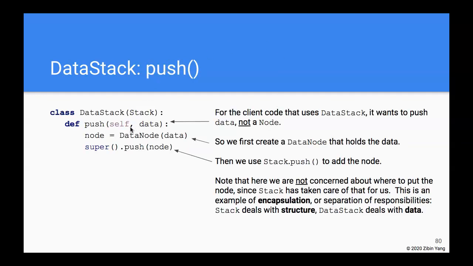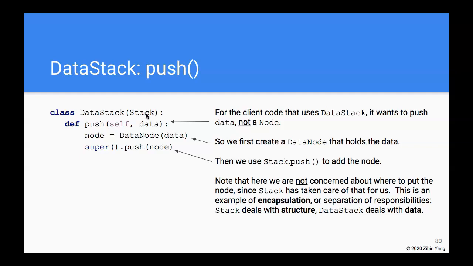And the next thing is, okay, what about the push method? Now, for the push method, we are not going to push nodes anymore, right? Because this is for end clients and DataStack deals with data. So we're going to take a piece of data from the client code, and again, an integer, a string, or any user-defined type, etc. So that will be our parameter. And now we are going to wrap this piece of data inside a data node. So we're going to construct a data node and pass the data to it.